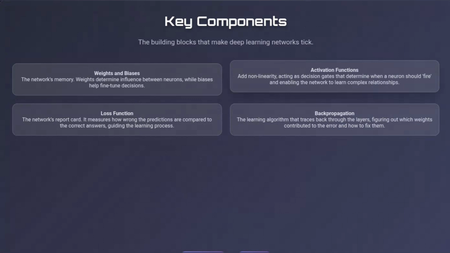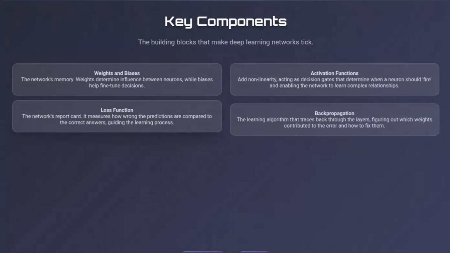Third, the loss function. This is the network's report card. It measures how wrong the network's predictions are compared to the correct answers. Popular loss functions include mean squared error for numerical predictions and cross entropy for classification tasks.